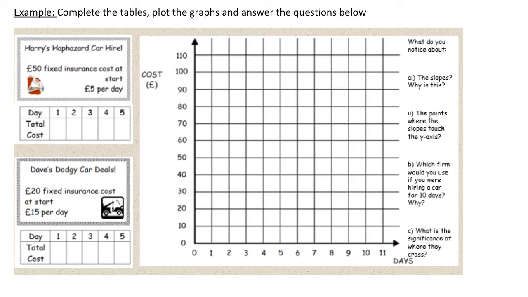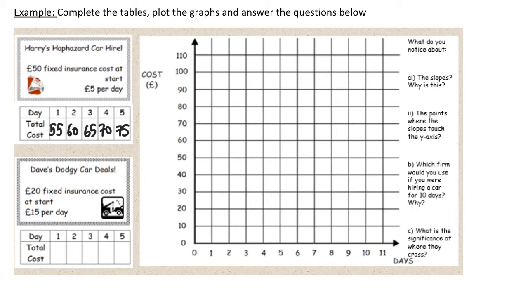Complete the tables, plot the graphs, and answer the questions below. Harry's Haphazard car hire is £50 fixed insurance plus £5 per day. If you have it for 1 day, you've got 50 plus 5, so that's 55. A second day is 50 plus 10, so 60. 3 days, 50 plus 15, so 65. And then 70 and 75.